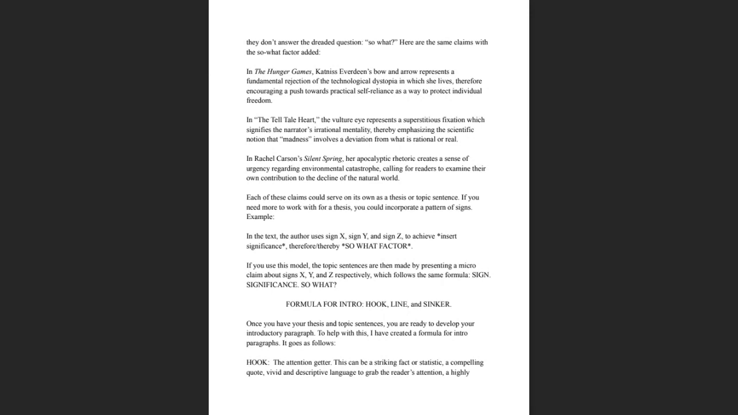Okay. In The Tell-Tale Heart, the vulture eye represents a superstitious fixation, which signifies the narrator's irrational mentality, thereby emphasizing the scientific notion that madness involves a deviation from what is rational or real. So here Poe is basically saying this guy's crazy because he's irrational. What is sane is rational. What is insane is irrationality. And that's a very post-scientific revolution type of thing to think.